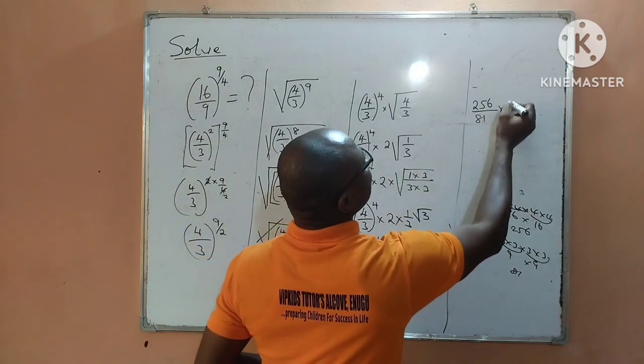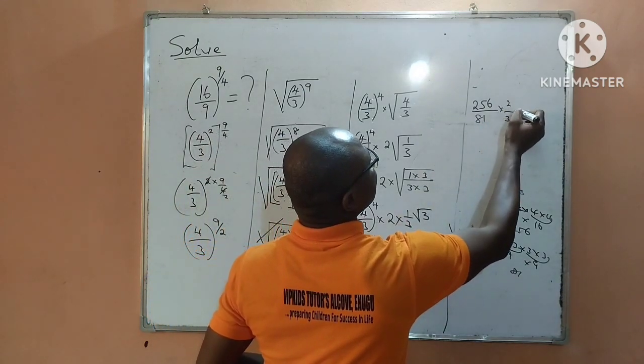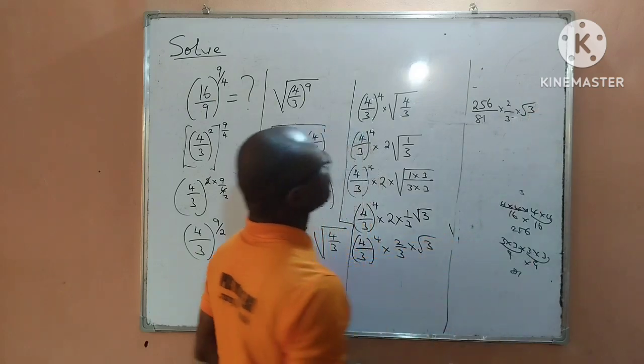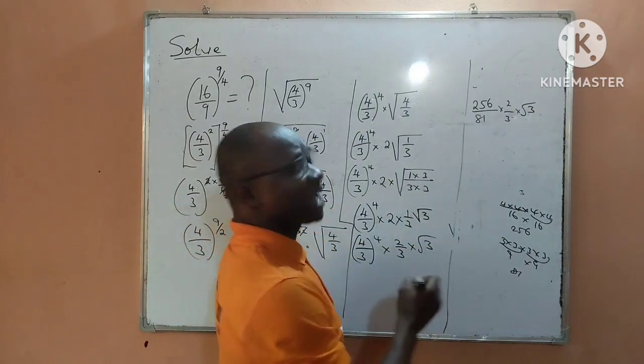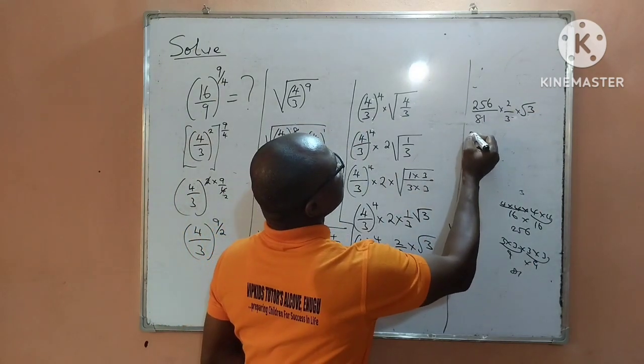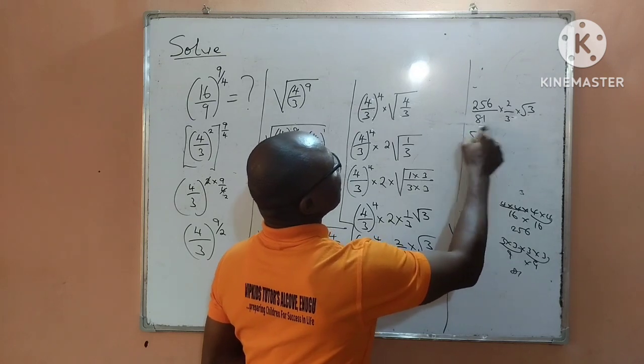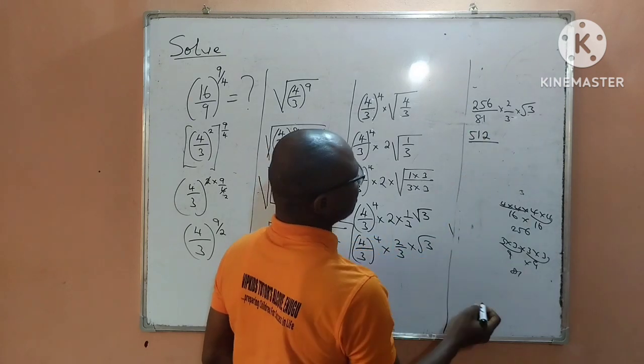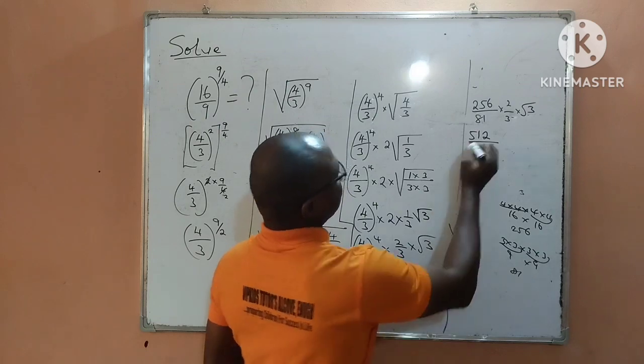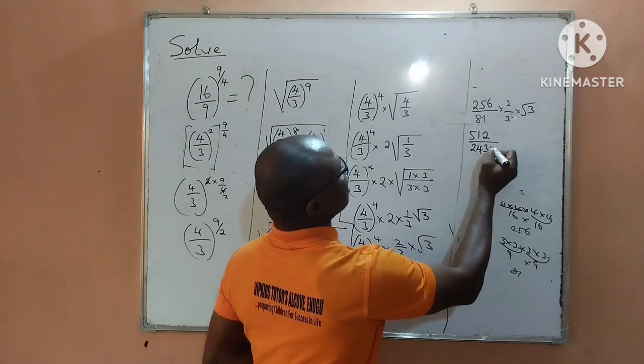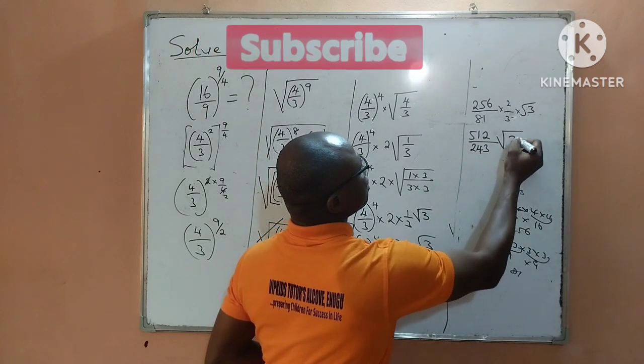Multiply by 2 all over 3. Then multiply by root 3. Now, 256 multiplied by 2 is going to give me 512, and the 81 times 3 is going to give me 243. Beautiful. 243, then root 3.